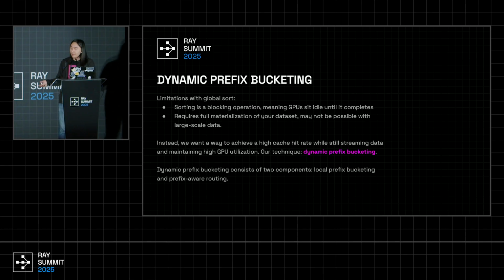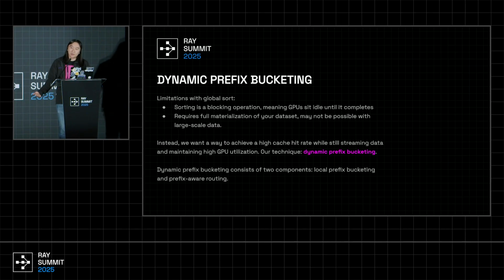So with a global sort, you see a few limitations. The first one is that sorting is a blocking operation, meaning that you have to wait for it to fully complete before you can do the next step in your pipeline, your inference step. And so while that sort happens, your GPUs actually just sit idle again. And so you're wasting your GPU cost by doing this sort essentially.